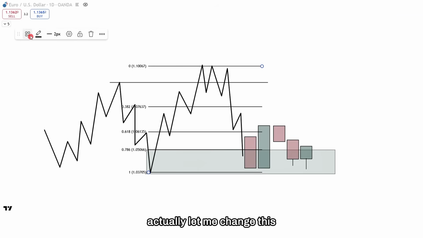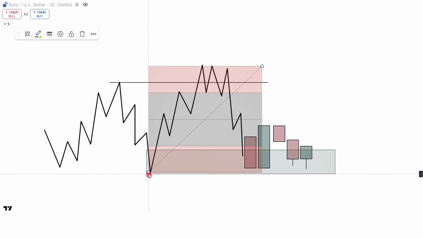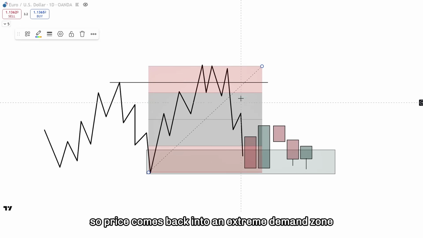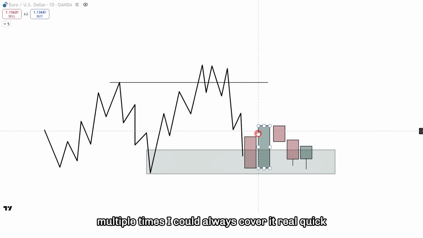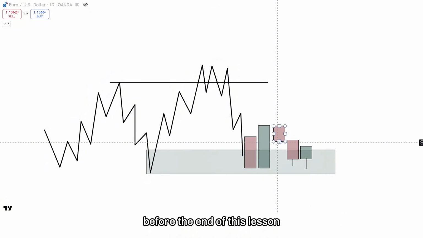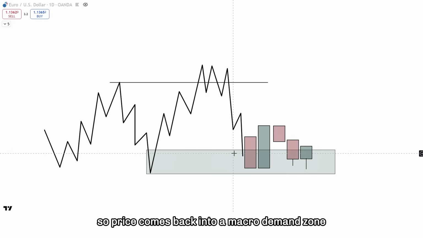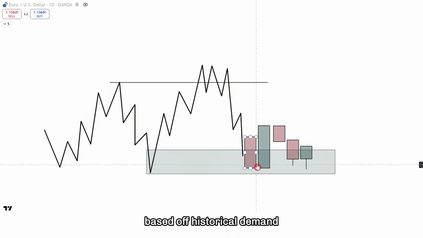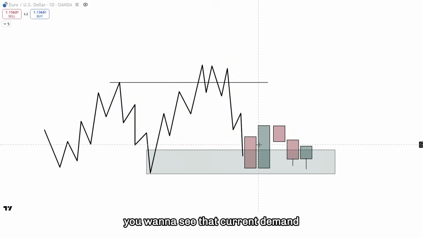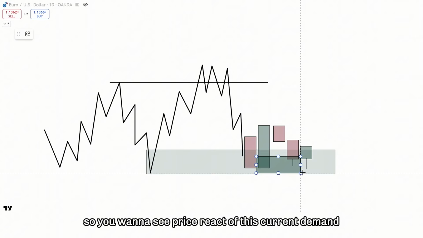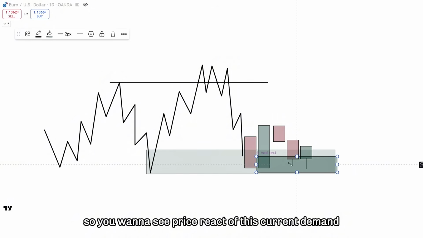Actually, let me change this. So price comes back into an extreme demand zone. And I've talked about this multiple times. I could always cover it real quick before the end of this lesson. So price comes back into a macro demand zone based off historical demand. And now what you want to see in your current price action on the daily time frame is that current demand. So you'd want to see price react off this current demand.